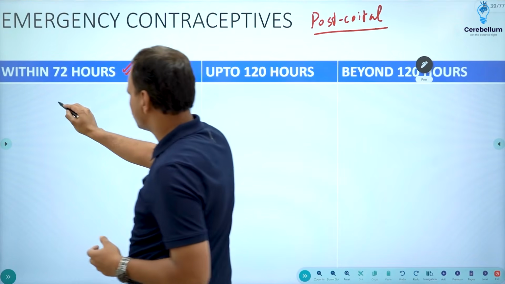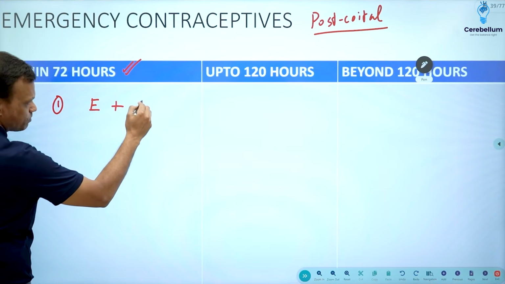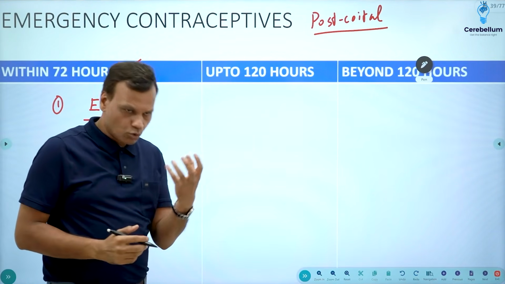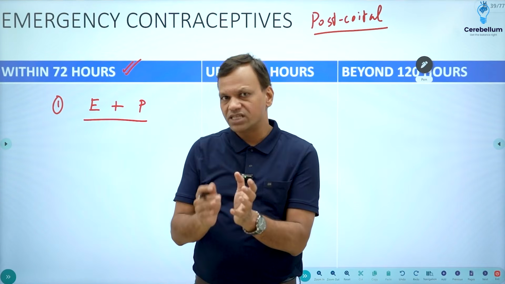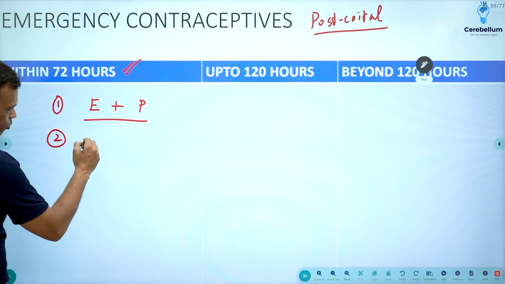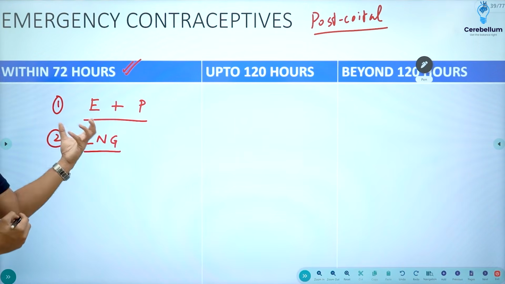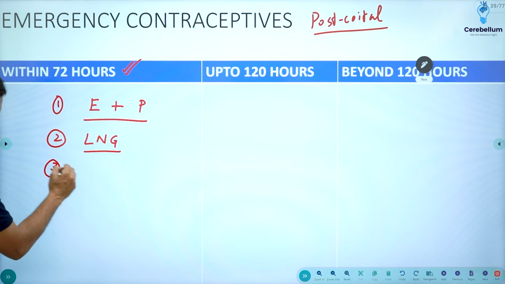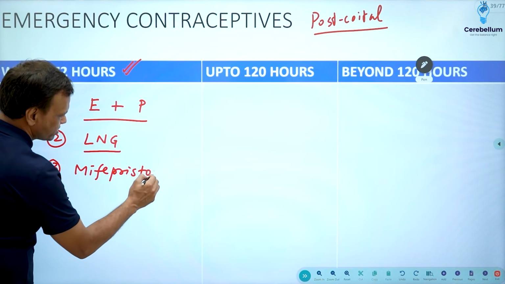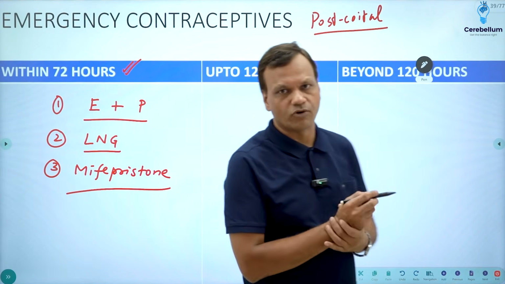The drugs which we can use are, number one, combined oral contraceptive, that means estrogen plus progesterone. They should be given within 72 hours. Usually we give 2 tablets together, then after 12 hours, we give 2 more tablets. Second, we can use a progesterone only pill, that means only levonorgestrel, again within 72 hours. And third, we can use mifepristone, which is a selective progesterone receptor modulator. All these are indicated within 72 hours of unprotected intercourse.